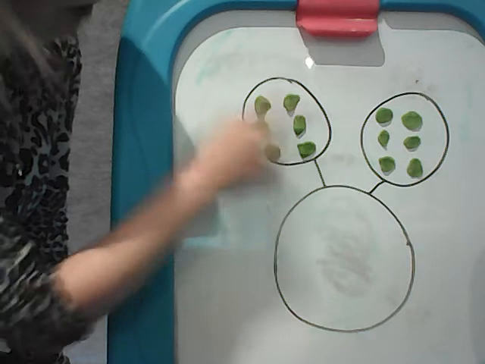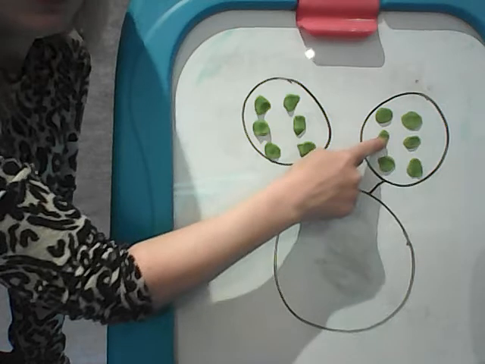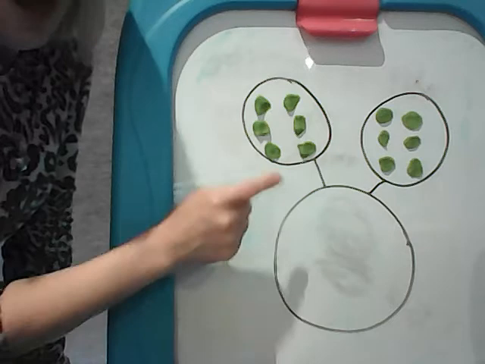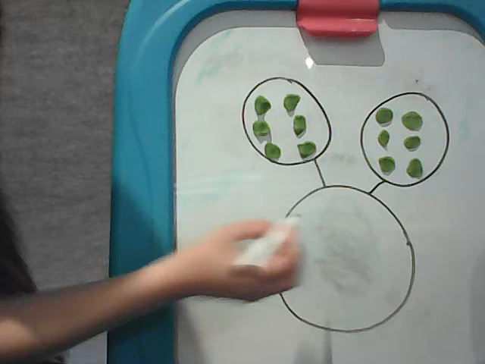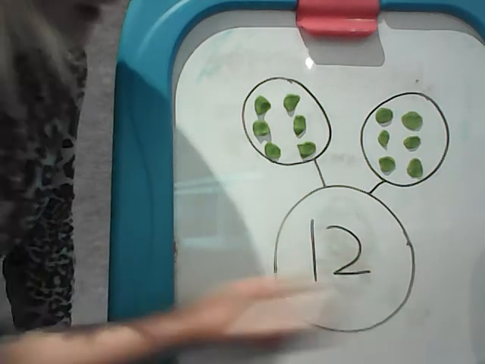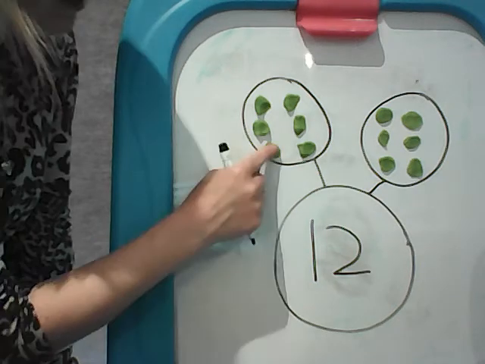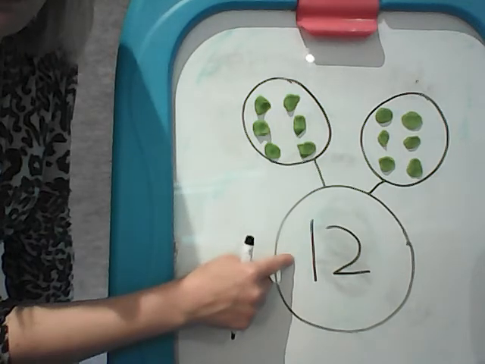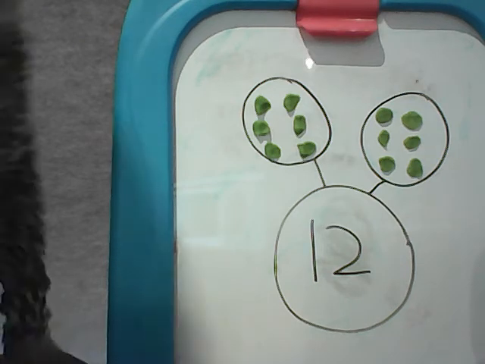So we've got 6. We know we've got 6 here. So 6, 7, 8, 9, 10, 11, 12. So double 6 is 12. And I'm going to write 12 in here. Fantastic. So let's say it together. Double 6 is 12. Absolutely brilliant.